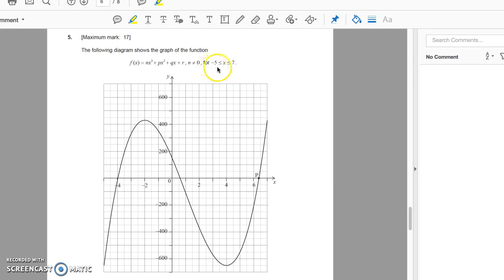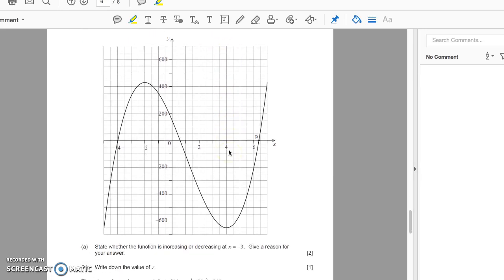And they tell me between -5 and 7, and I can see the curve, so I can read some values in here. The first question states whether the function is increasing or decreasing at x equals -3, and give a reason for your answer. So I need to look carefully at the scale. This is a -2, this is a -4, so -3 is here. That's my graph at -3.